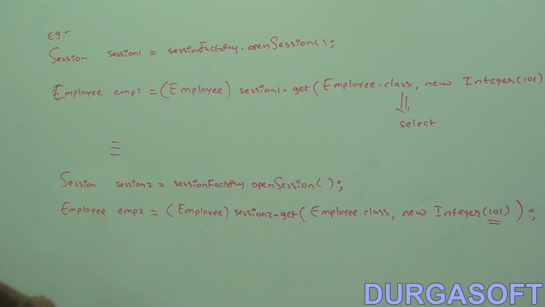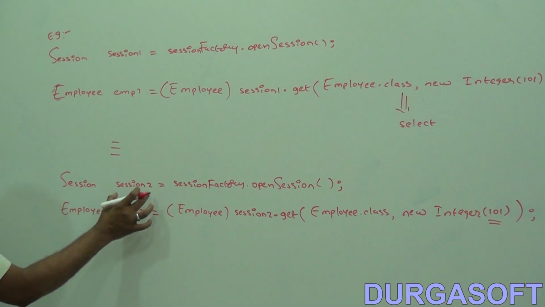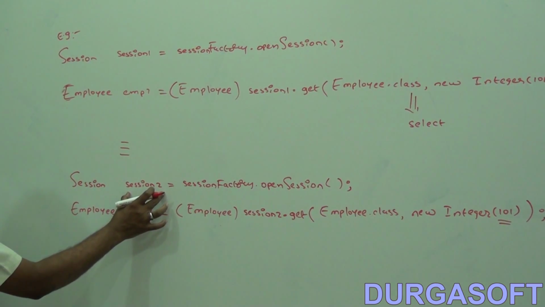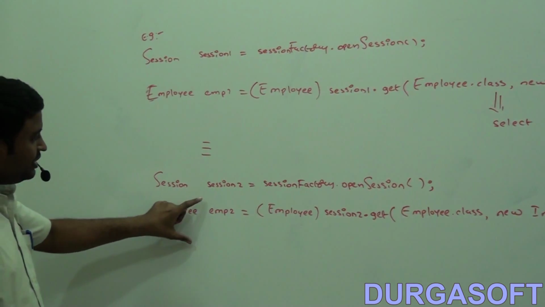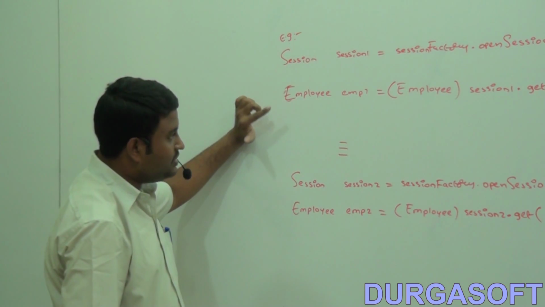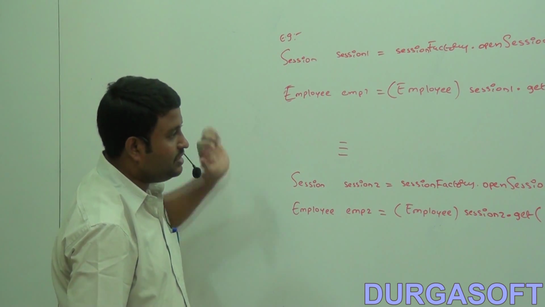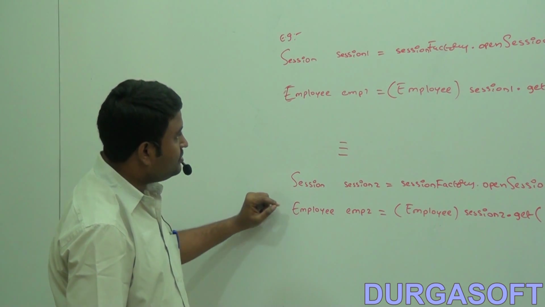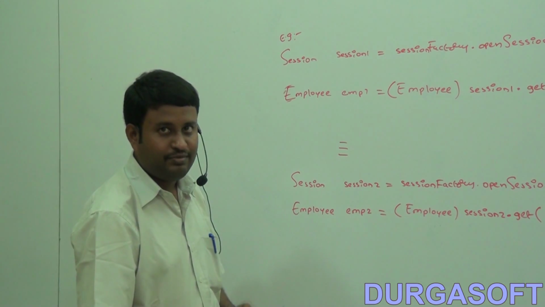First, the Hibernate framework verifies whether this object is available in the first level cache of session2 or not. If it is not available, Hibernate verifies whether this object is available in the second level cache or not. It is already available in the second level cache, so it gets this object from the second level cache but not from the database.